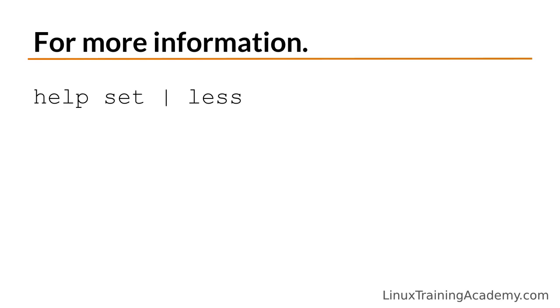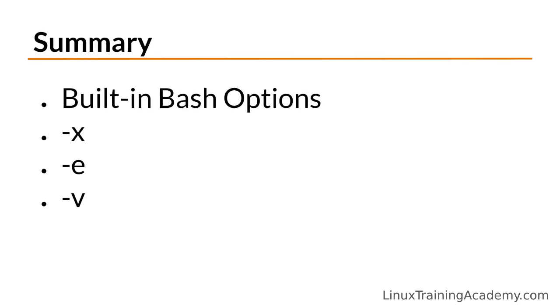In this lesson, you learned how to use a few different built-in bash options to aid you in debugging shell scripts. You learned about the -x option, which prints commands as they will be executed. You learned how to exit your script if it encounters an error by using the -e option. Finally, you learned how to display the commands in your shell script exactly as they appear by using the -v option.